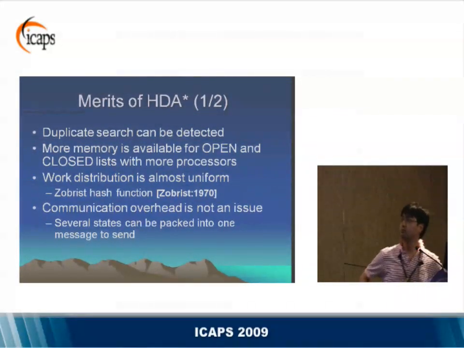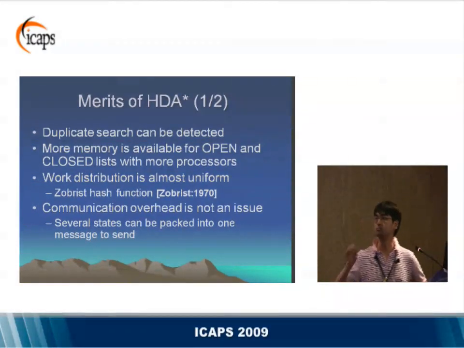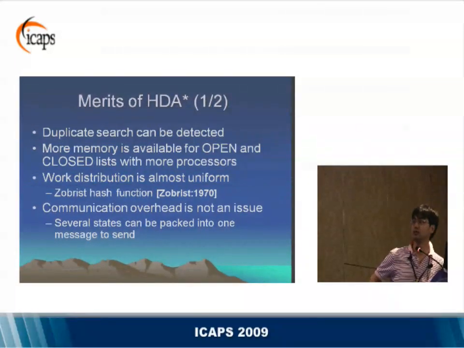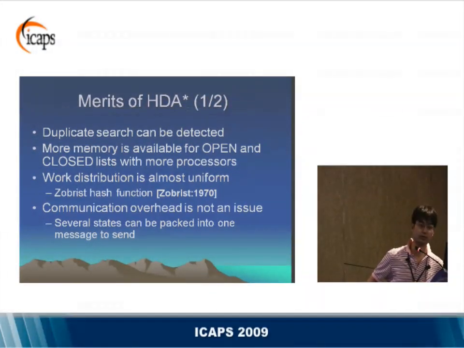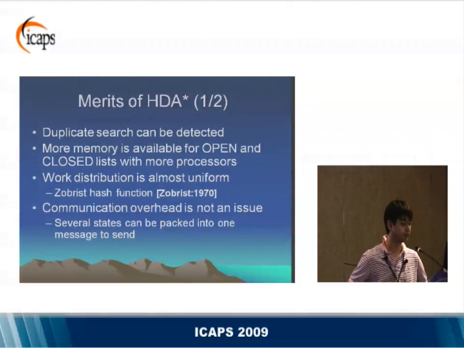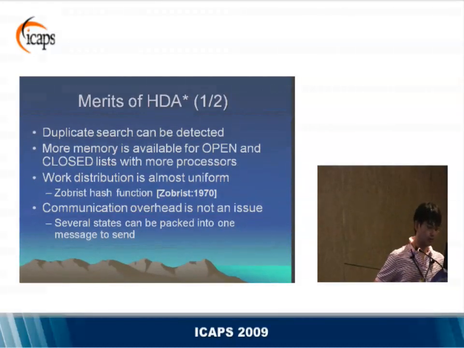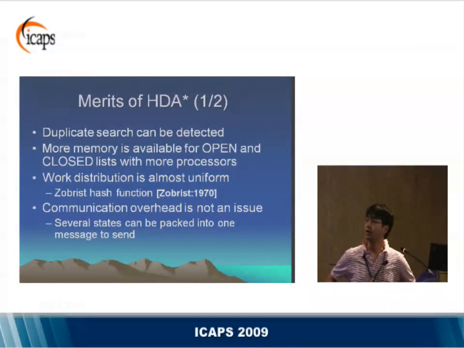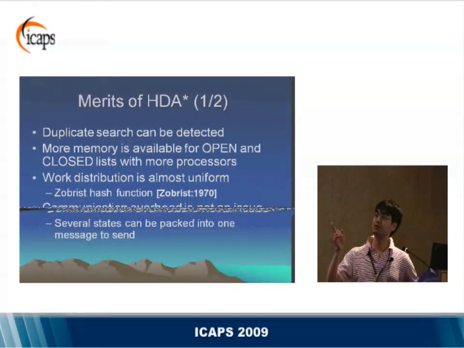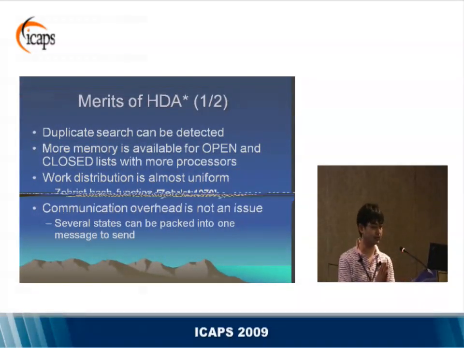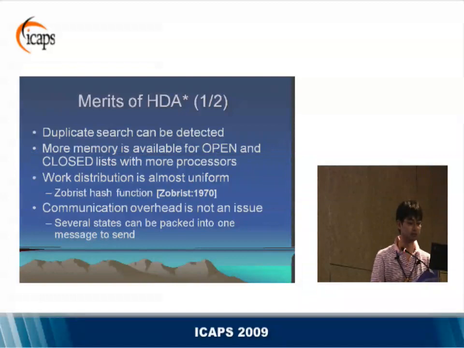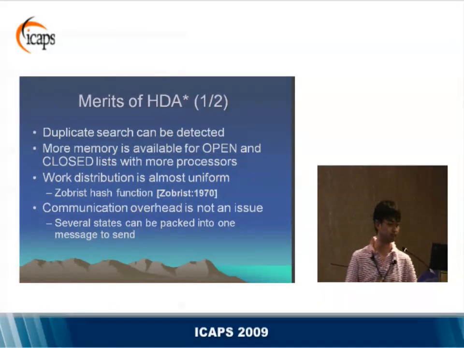I know that many people worry about the distribution of the hash keys, but we don't have to worry about that so much because there's one very good hash function which is quite popular among game researchers. And I'm using this function to achieve load balancing. And another worry is about communication overhead. But this is not an issue because we can pack several states into one message to send to another processor.